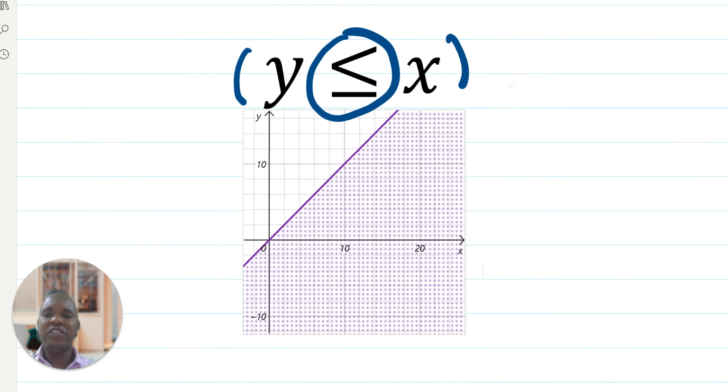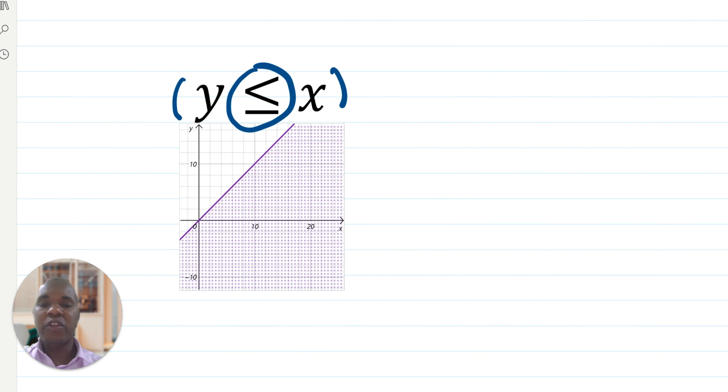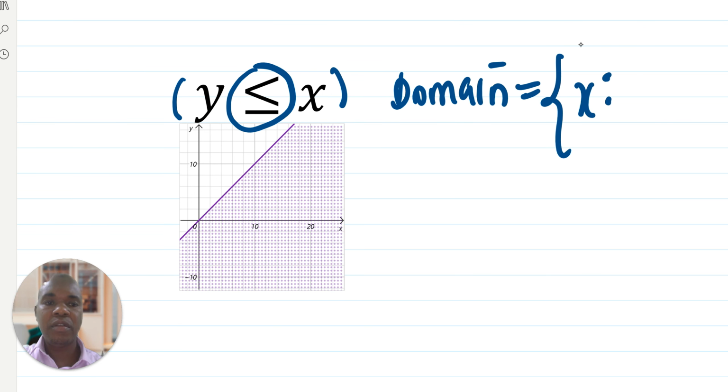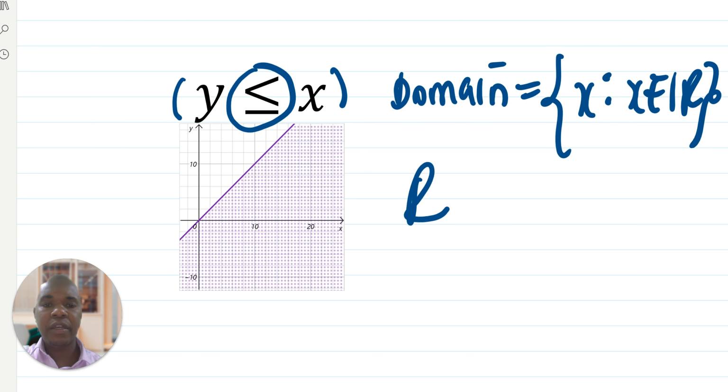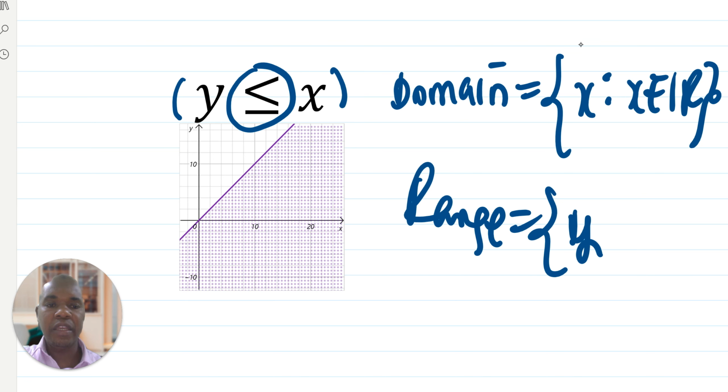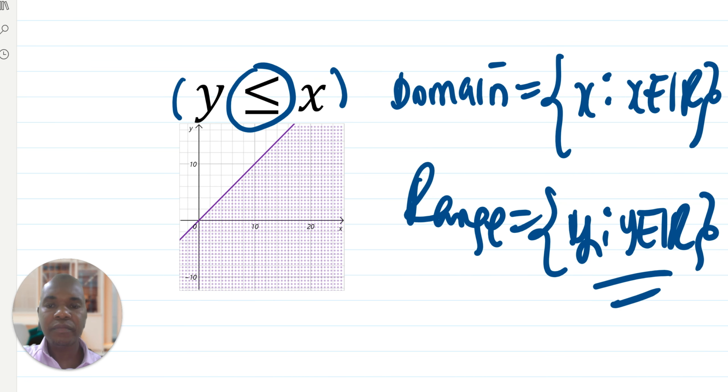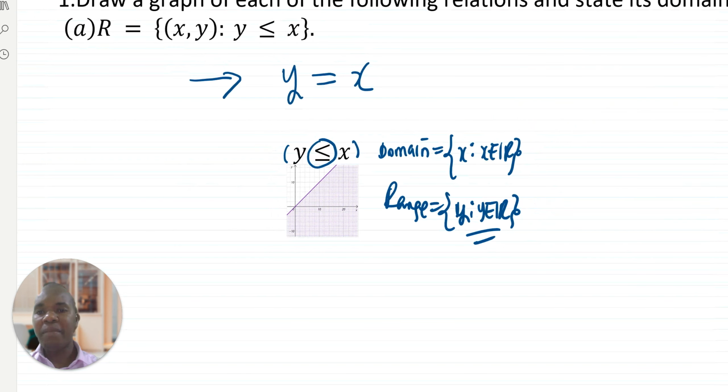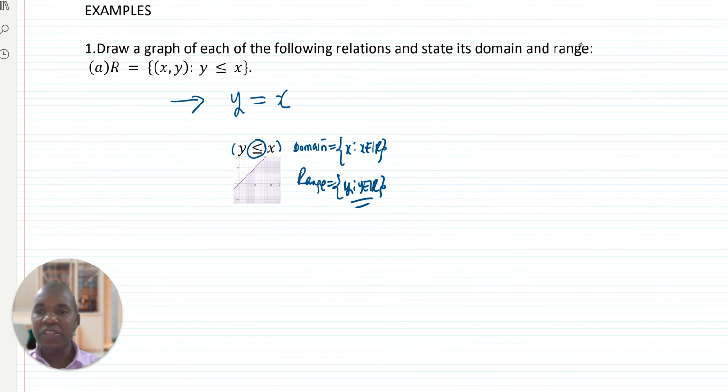And from the graph, what is the domain, dear students? The domain is going to be all real numbers, and the range will be all real numbers, dear students. We go to example number 2. So we are done with this one here.